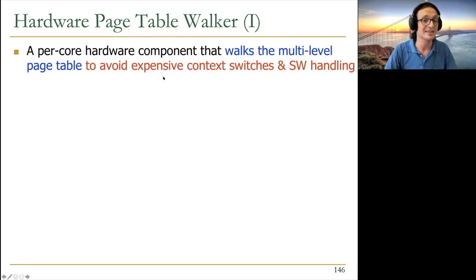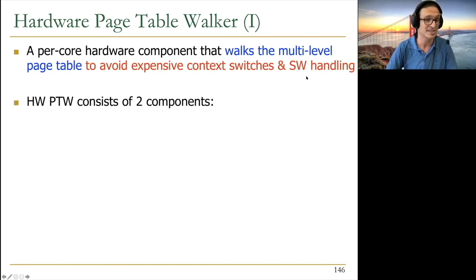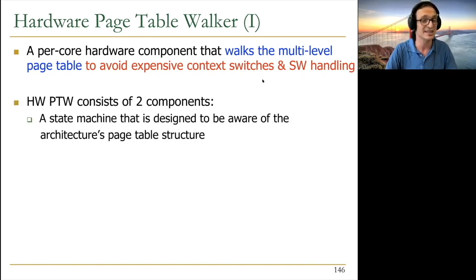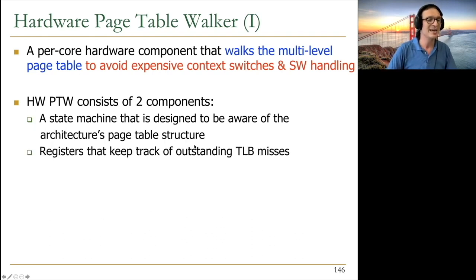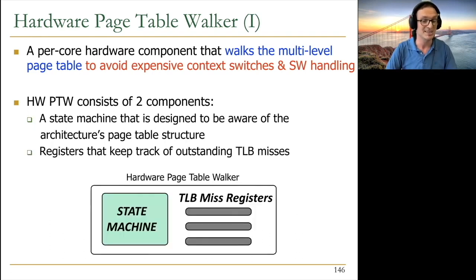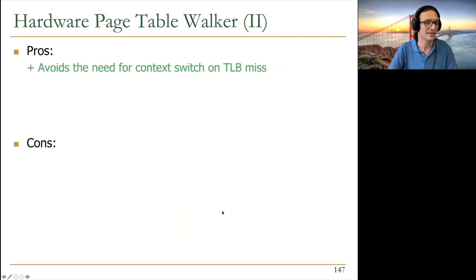That walks the multi-level page table to avoid expensive context switches and software handling of TLB misses. It has two components. One is a state machine that is designed to be aware of the architecture's page table structure, and then registers that keep track of outstanding TLB misses. So I'm not going to go into the details of it, but you can imagine how the state machine walks the page table. Of course, we actually saw the slide earlier. This avoids the need for a context switch on a TLB miss.